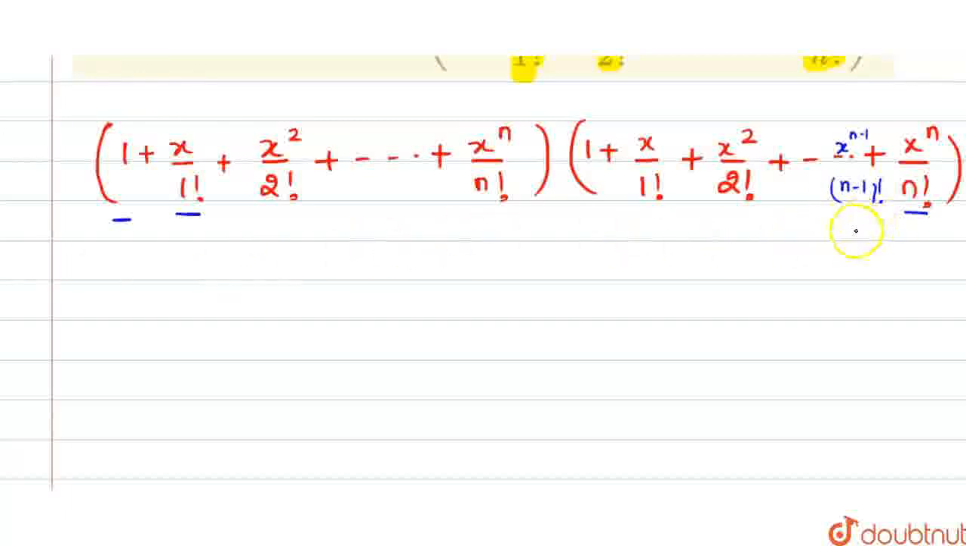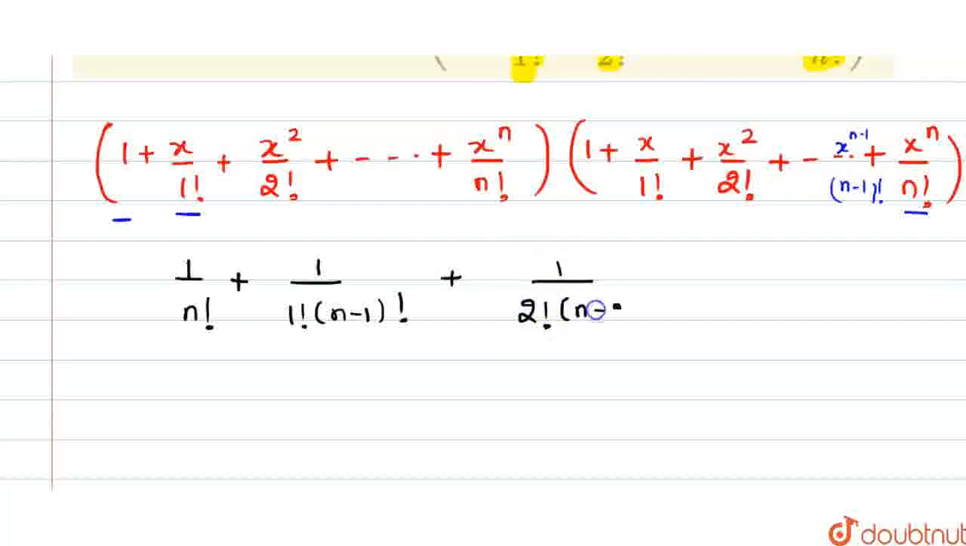Then the coefficient of x raised to the power n will be, this into this will be 1 by n factorial plus this 1 by 1 factorial with 1 by n minus 1 factorial will be 1 upon 1 factorial into n minus 1 factorial. This will combine with x raised to the power n minus 2 upon n minus 2 factorial. So, this will be 1 upon 2 factorial into n minus 2 factorial and so on up till, here again, this will be 1 by n factorial.